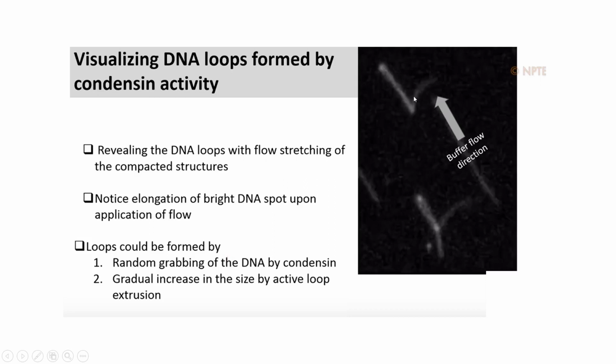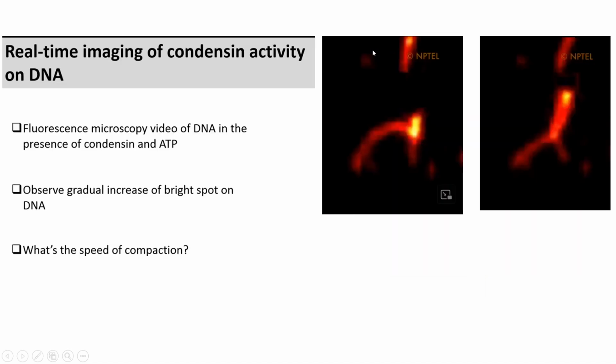This was a DNA molecule, and the loop formation here is extended. If you flow the buffer in a vertical direction, you will stretch the loop. This will reveal how much the loop is formed. That is why it is called flow stretching. Here you can see the elongation of the DNA. It is done to visualize the DNA loop, how much of the loop is formed by the condensin subunit. Here you can see the increase in the size of the DNA by the active loop extrusion process.